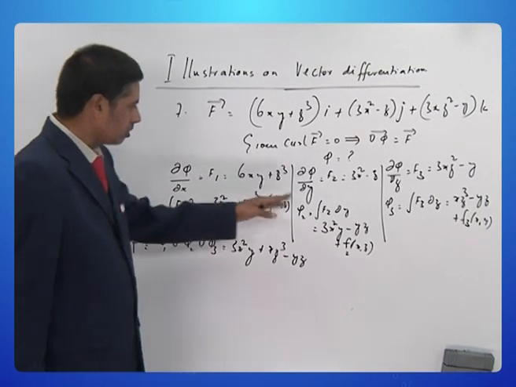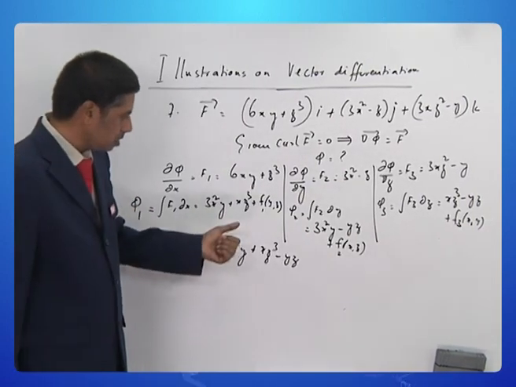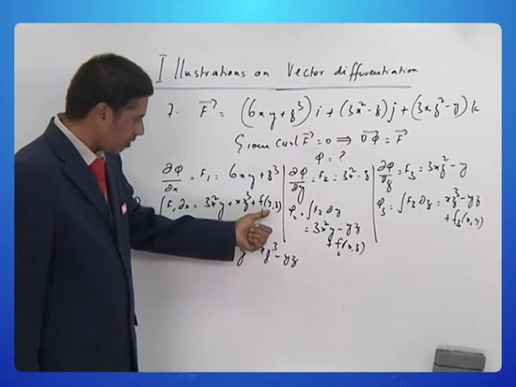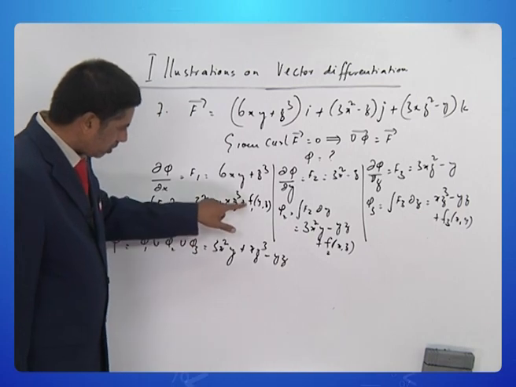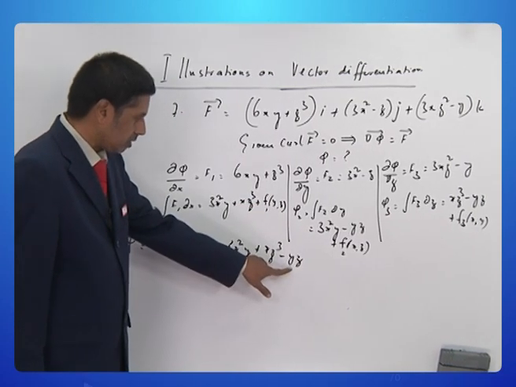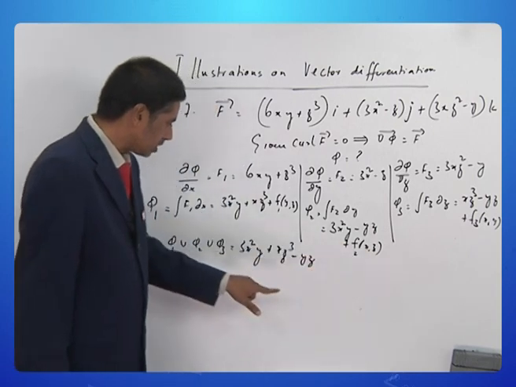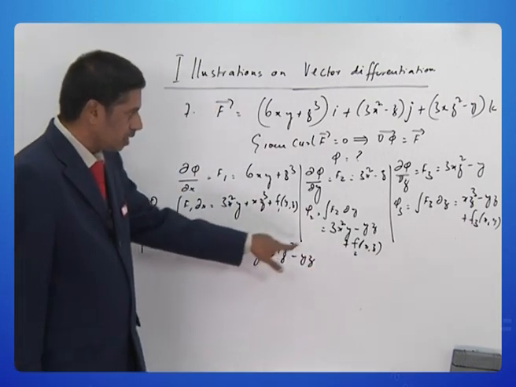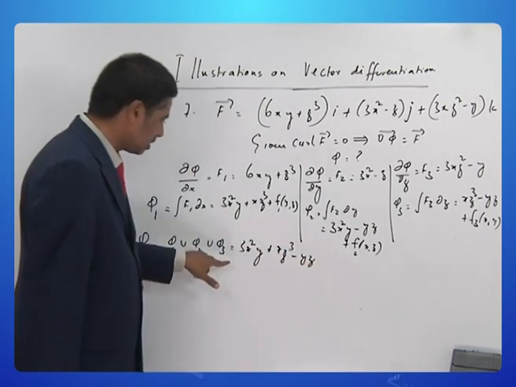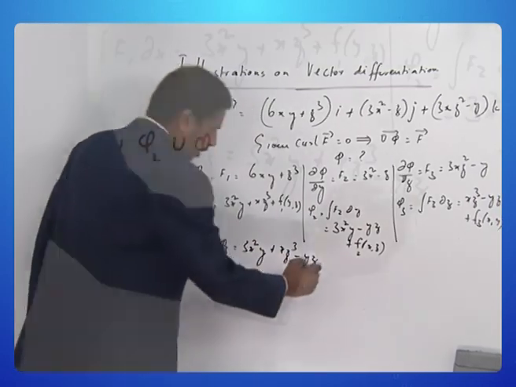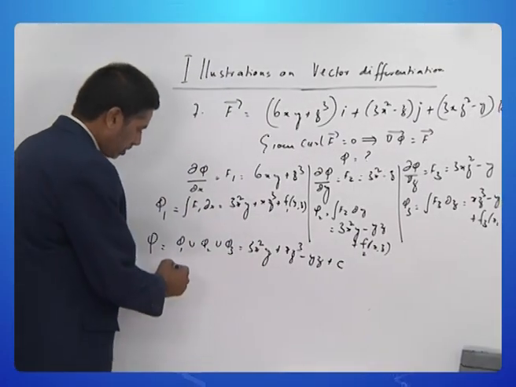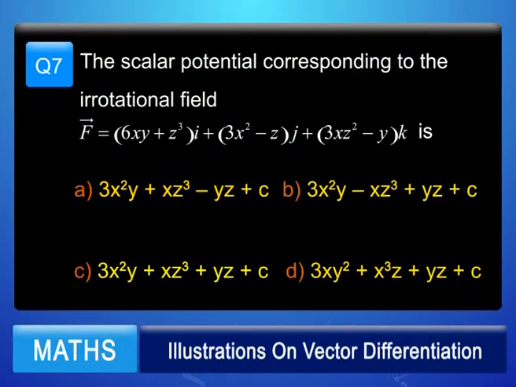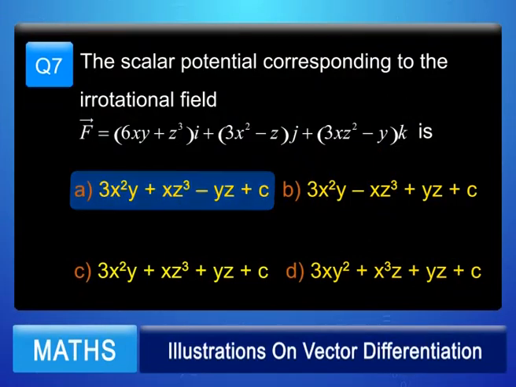With this, we have covered all the fundamental terms. Now it comes to accounting for f1 of yz, f2 of xz, and f3 of xy. F1 of yz should be considered as minus yz. F2 of xz should be considered as the xz cube term. And f3 of xy should be considered as the 3x square y term. In addition to this, a numerical constant c may also be existing. So this will be the required scalar potential, and the correct option is A. Let's go to the next question.